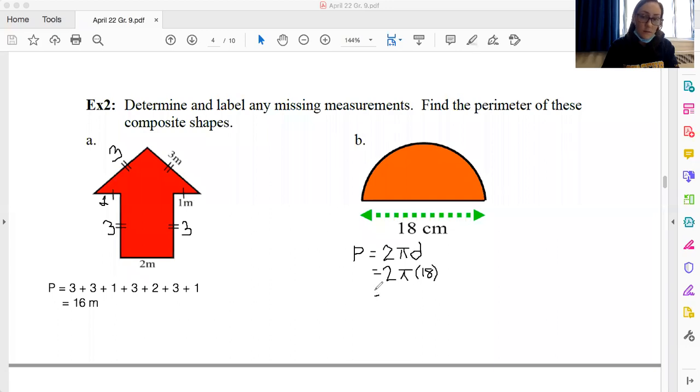put that into the calculator, it gives us 113 centimeters. Now the problem with this is that it's only half of a circle. So you're going to have to divide this by 2. It's not a full circle. Okay, so half of that would be 56.5, but because there's no decimals in our units, we just keep them that way. Okay.